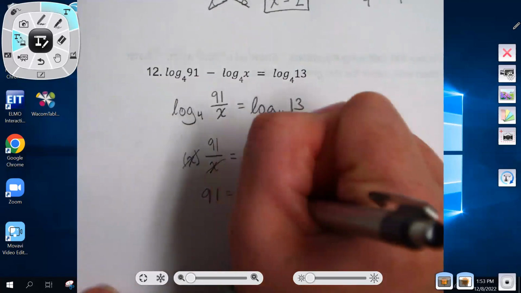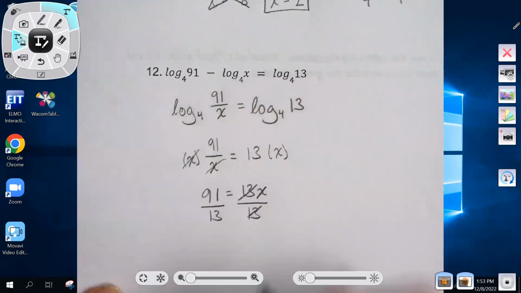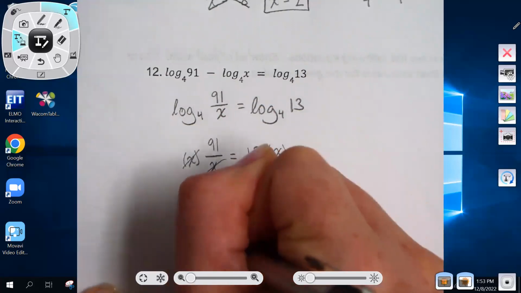Now all that's left to do is divide both sides by 13. That gets us x by itself. 91 divided by 13 is 7, so x equals 7.